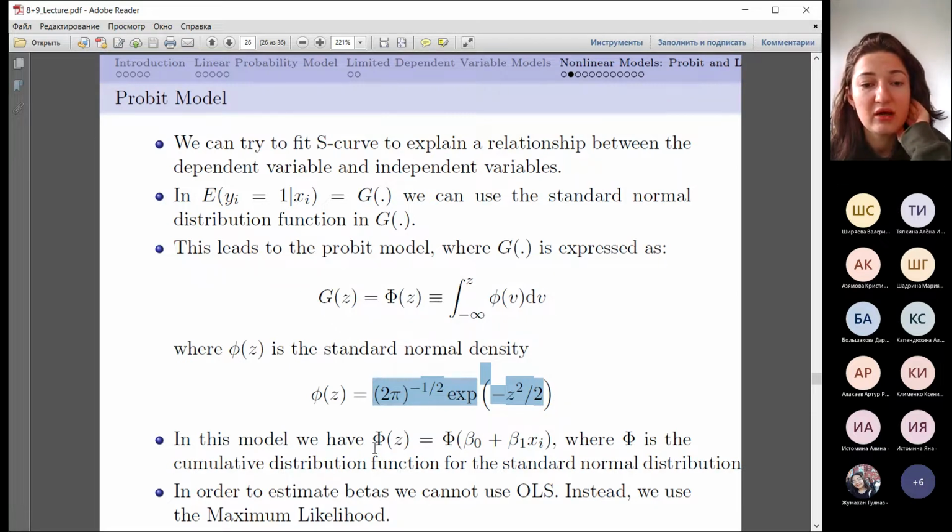And now your regression model looks like this, where phi is the cumulative distribution function for the standard normal distribution. Maybe it looks a little bit complicated the first time, but the idea really is very, very easy. You just need to find some function of the cumulative distribution. And when you work with the probit model, it means that you use the standard normal distribution function that looks like this.